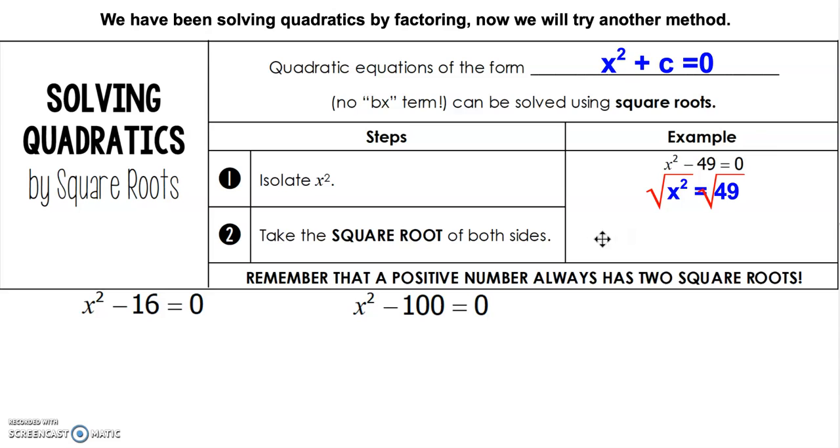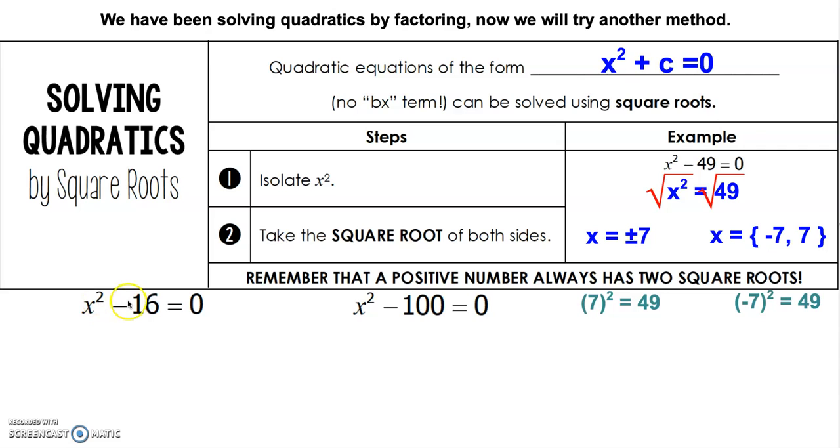Now, what I really want to think about is, what number times itself gives me 49? Well, remember, a positive number always has two square roots. I could have positive 7 squared that equals 49, or negative 7 squared that equals 49. So I really have two solutions here, both positive 7 and negative 7. So when we write our solution set, we have to include both values, negative 7 and positive 7.